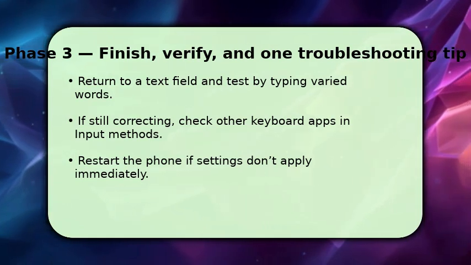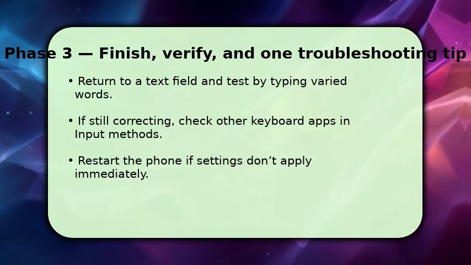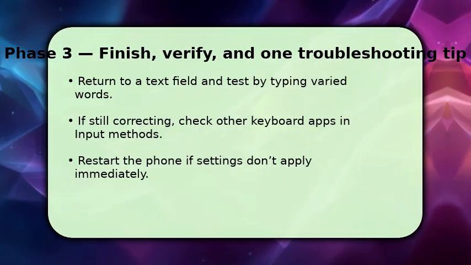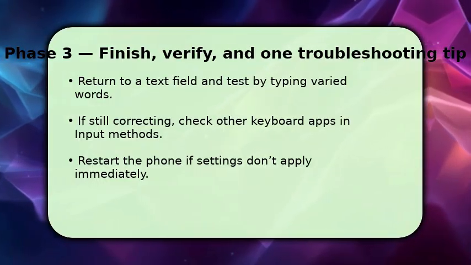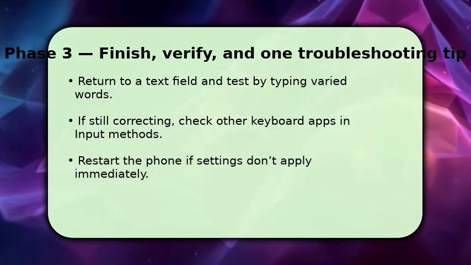Type deliberately odd words to confirm autocorrect is off. If corrections persist, make sure another keyboard app isn't active, go back to Language and Input and disable other input methods. Once done, restart the phone to force settings to apply system-wide.